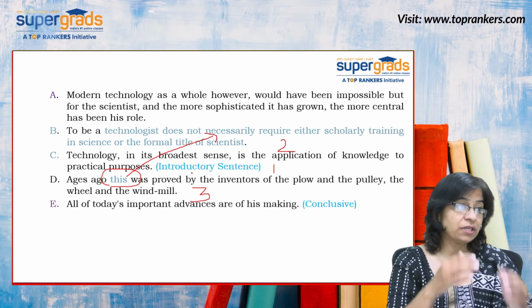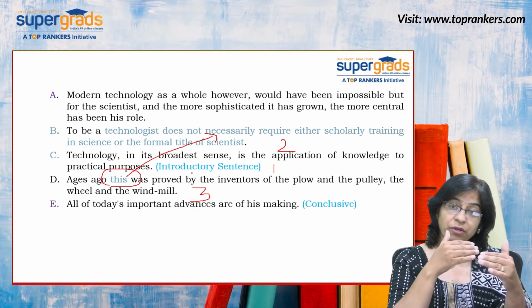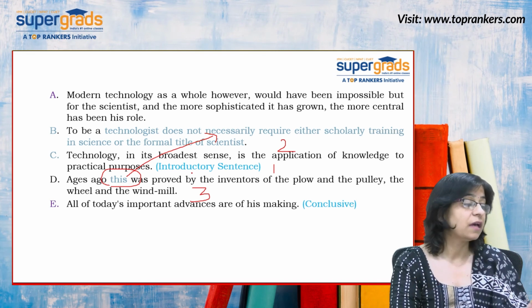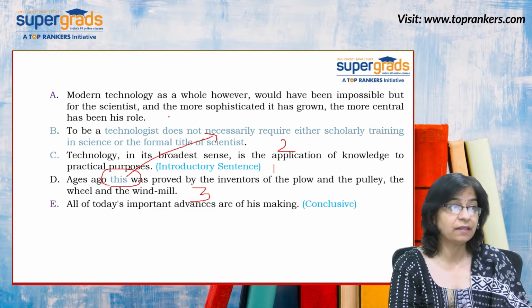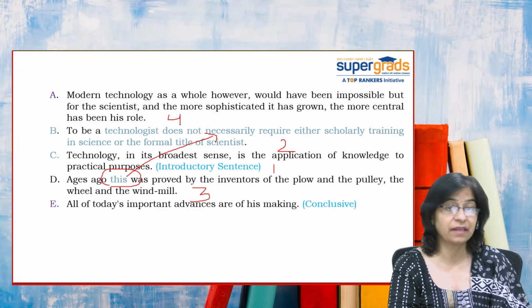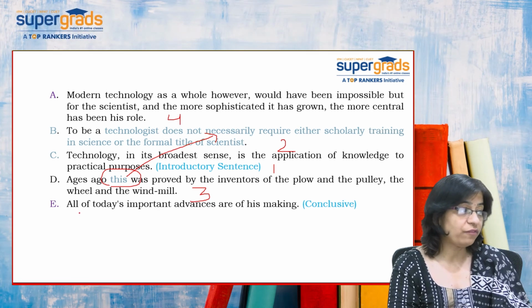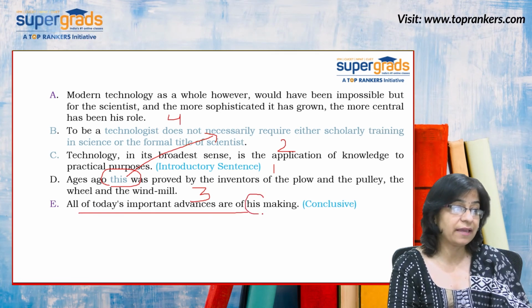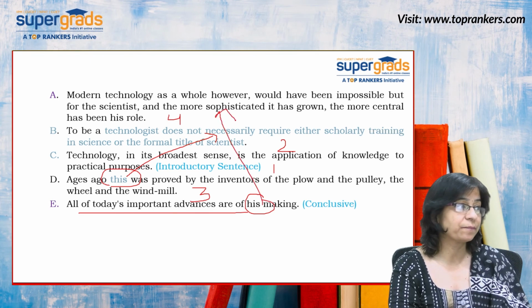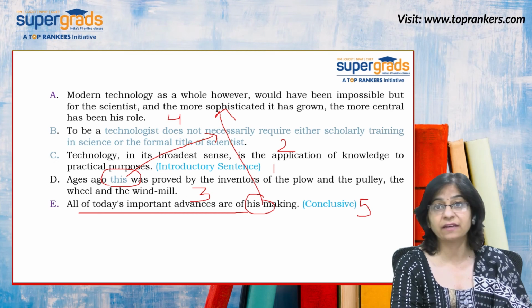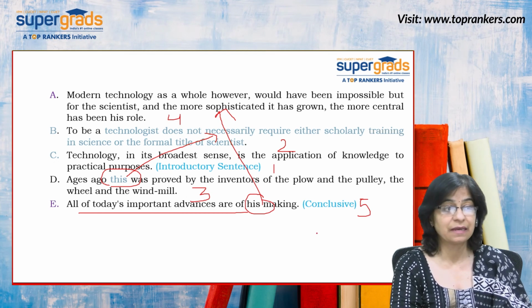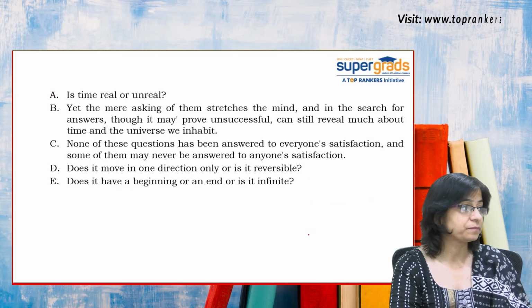Modern technology. Now we are coming gradually to modern technology from the past. As a whole, however, would have been impossible but for the scientists, and the more sophisticated it has grown, the more central has been his role. All of important advances are his making. Who's making? The scientist making. So this becomes your fifth and the most conclusive statement. Now let's look at another one.